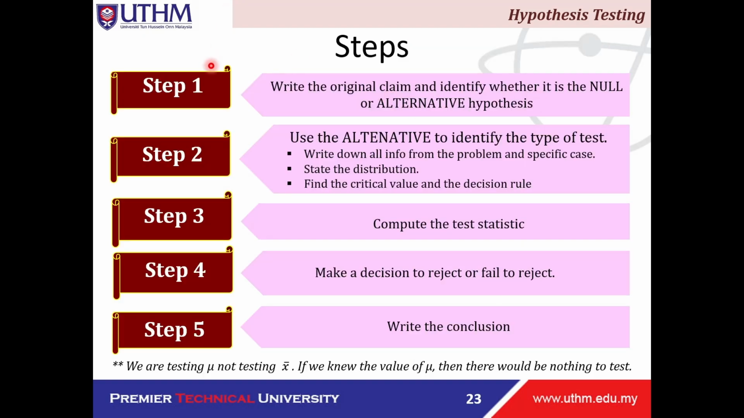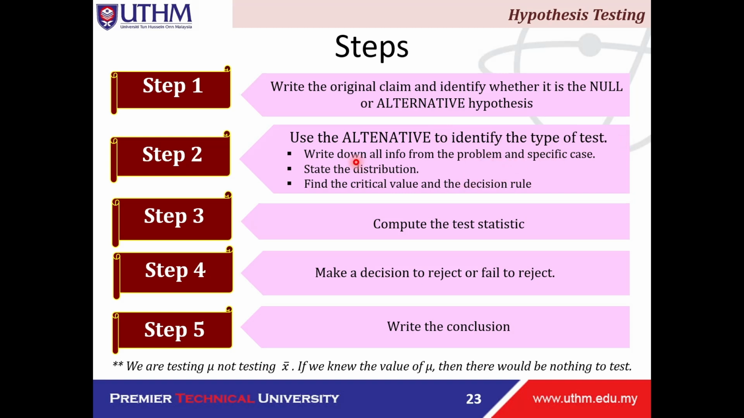To perform the hypothesis testing for difference between two means, we still need to follow these 5 steps, as in the hypothesis testing for single means. First step, write the original claim and identify whether it is a null or alternative hypothesis. Write down H null and H1. Second step, use the alternative hypothesis to identify the type of test.